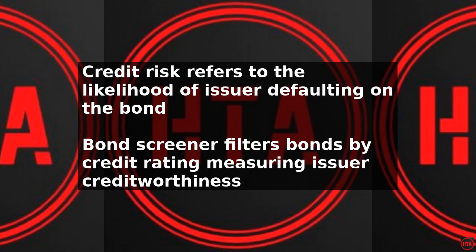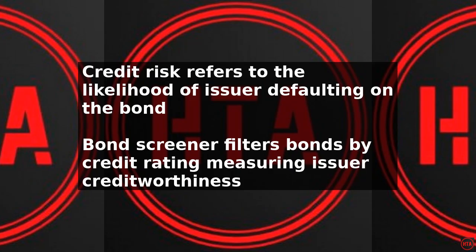In addition to credit risk, it is also essential to consider interest rate risk, which refers to the impact of changes in interest rates on the bond's price. You can use the bond screener to filter bonds by duration, which is a measure of the bond's sensitivity to changes in interest rates. For example, if you are concerned about rising interest rates, you can set the criteria to show only bonds with a short duration, such as less than 5 years.